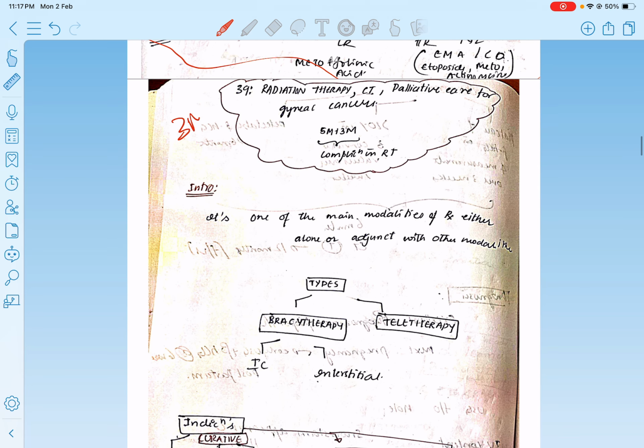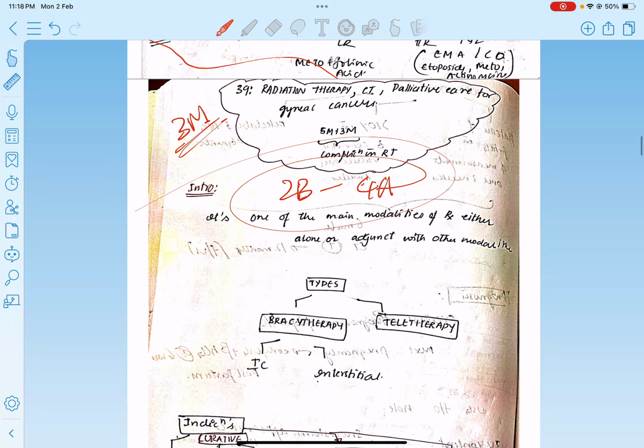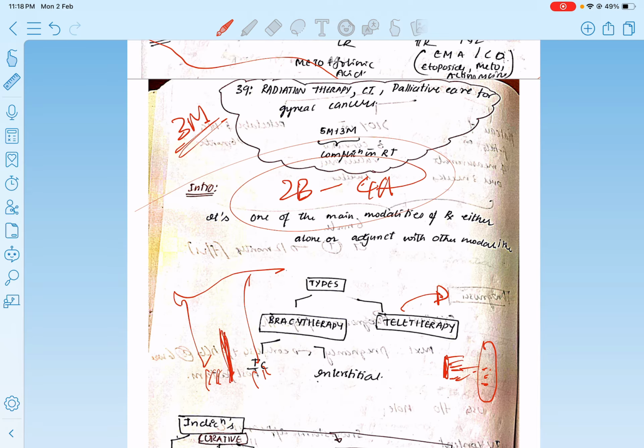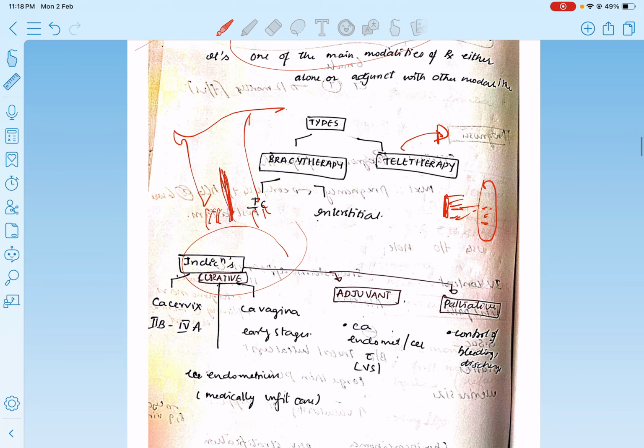Again, radiation therapy is an important 3-marker question. As I told, from 2B to 4A is where you use radiotherapy in CS service, but there are other things also. What is brachytherapy? Brachytherapy is where you are inserting something. You can either insert it into the cavity of the uterus or place it as an interstitial implant. But what is teletherapy? Like telephone or television, you are working from a far way. Here you have the machine which is emitting rays, and here you have the patient. This is called teletherapy. Brachy is where you are inserting. That is brachytherapy.